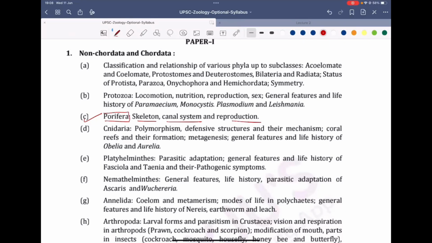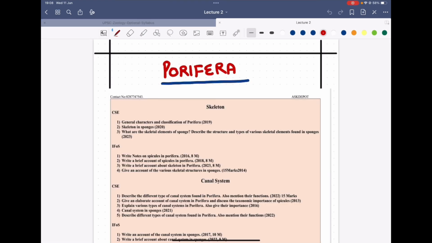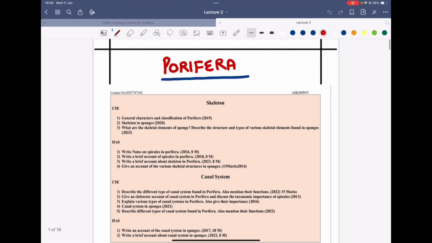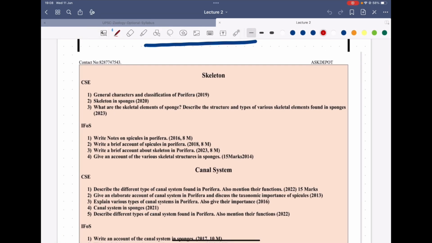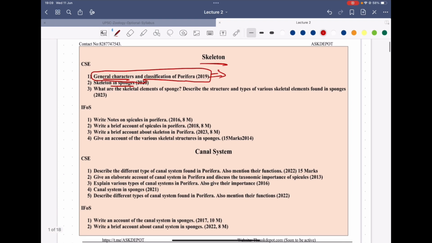Porifera, as well as the general features and classification of Porifera. So, starting with the Porifera, if you go through the previous year questions, you will notice that questions have been asked specifically from the skeletal system, for example, skeleton in sponges, general characters and classification of Porifera. This question has also been asked. So yes, even if this topic is not mentioned in the syllabus, you have to prepare it because it has been asked, and it's a general way to prepare for the invertebrates and vertebrates.